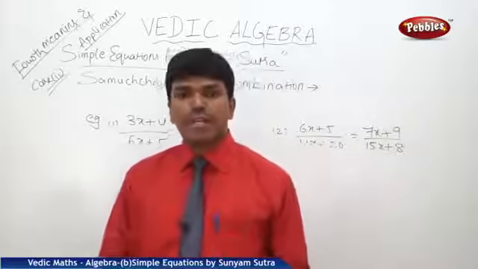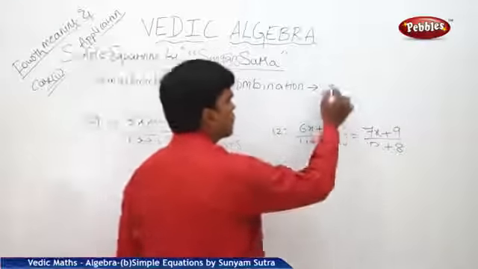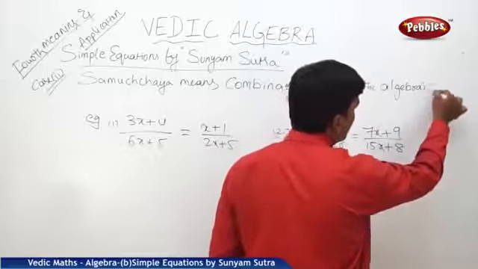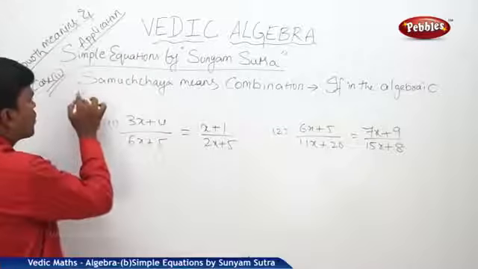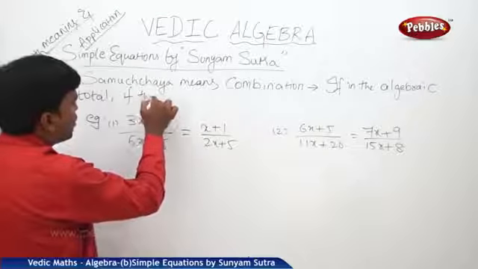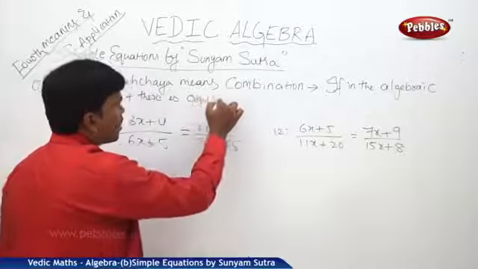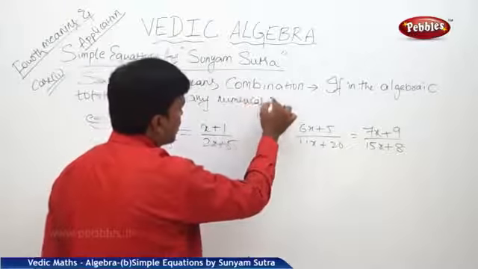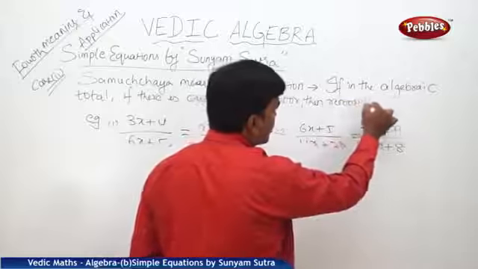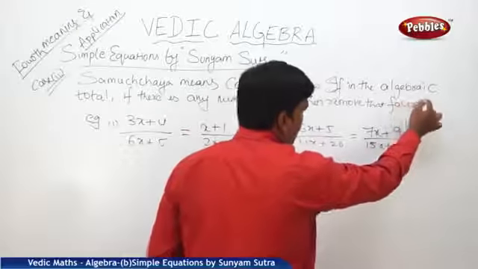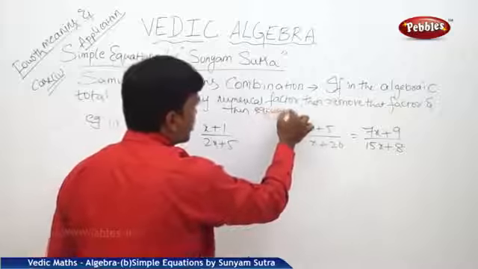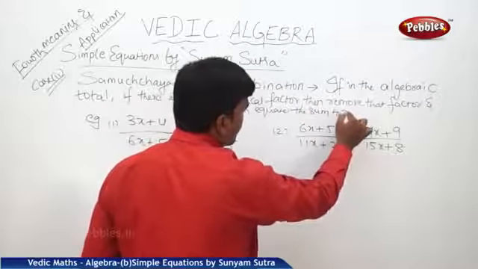Case 2 is: if in the algebraic total, algebraic sum or algebraic total, whatever it may be, if there is any numerical factor, then remove that factor and then equate the sum to 0.